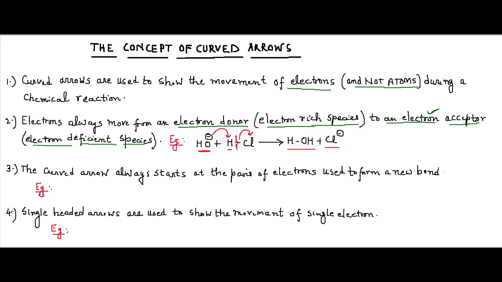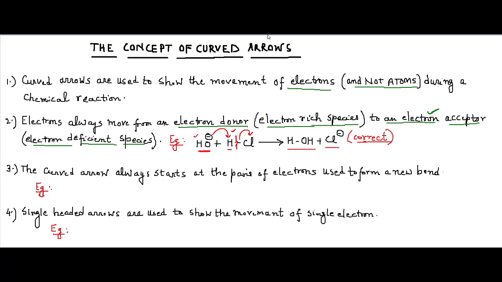As you can see, we have shown with the curved arrow that OH negative donates its electrons to the hydrogen. That means OH negative is the electron rich species and the electron donor, and hydrogen is the electron deficient species, the electron acceptor. So like this we have to shift the arrows, and this is the correct method of showing the movement of electrons and the formation of bonds.